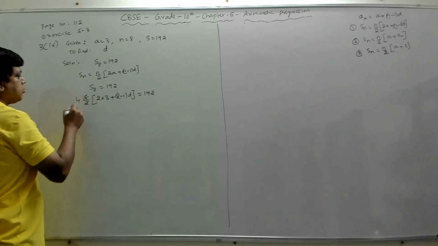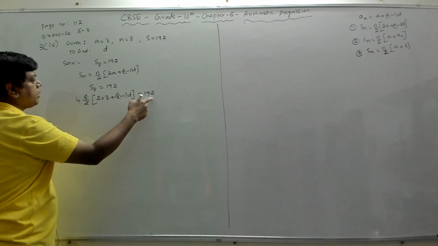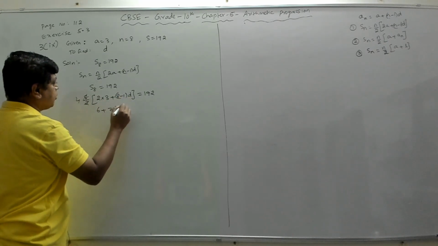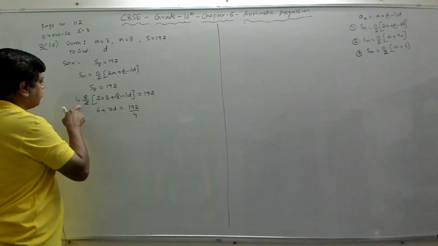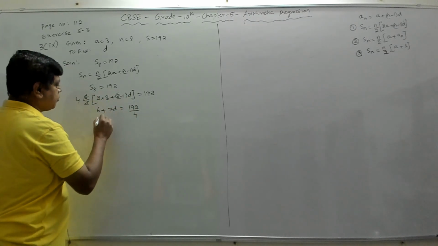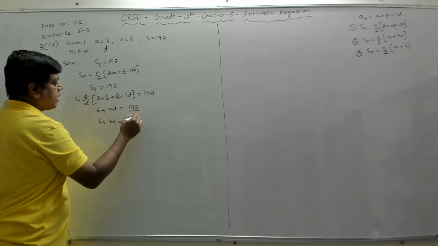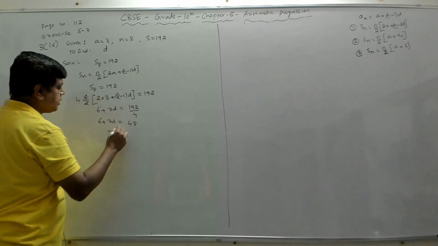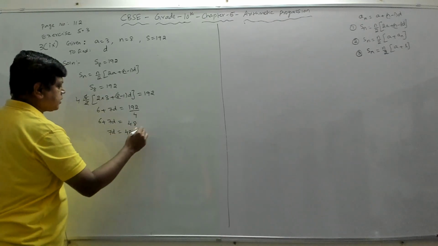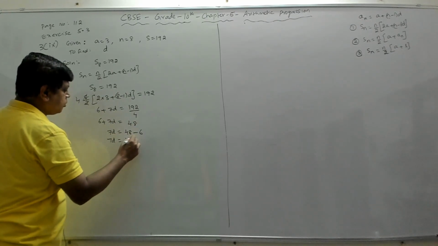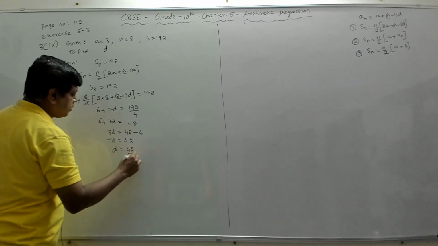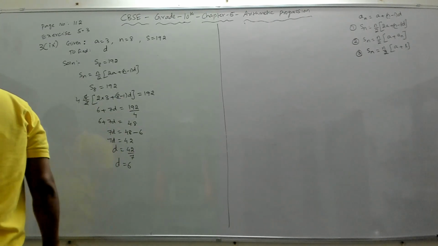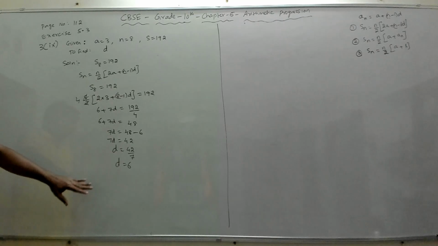Now these two get cancelled, it becomes 4, and this 4 can be taken to the other side. So you get 2 into 3 is 6 plus 8 minus 1 is 7D is equal to 192 by 4. If you cancel this by 4, you get 48. So 7D is equal to 48 minus 6, so 7D is equal to 42. D is equal to 42 by 7. The common difference D is 6. So you have found the value of D.